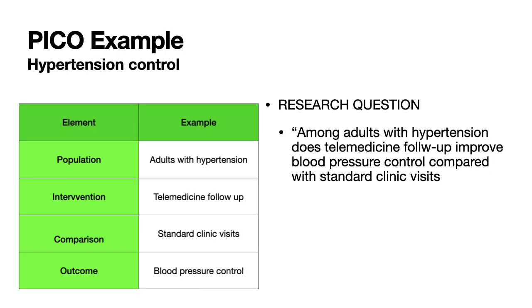PICO example: consider adults with hypertension. The intervention is telemedicine follow-up. The comparison is standard clinic visits. The outcome is blood pressure control. Combining these components produces a clear research question. Among adults with hypertension, does telemedicine follow-up improve blood pressure control compared with standard clinic visits? Notice how the question becomes precise and measurable.